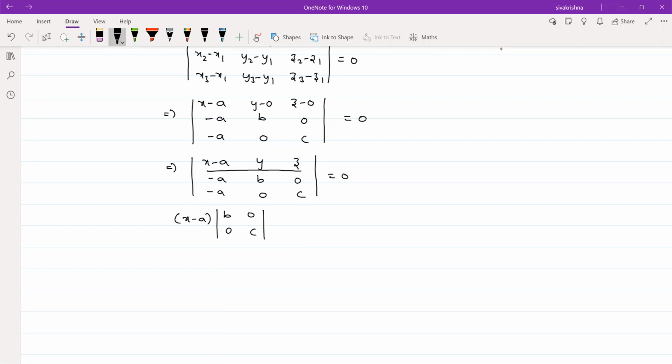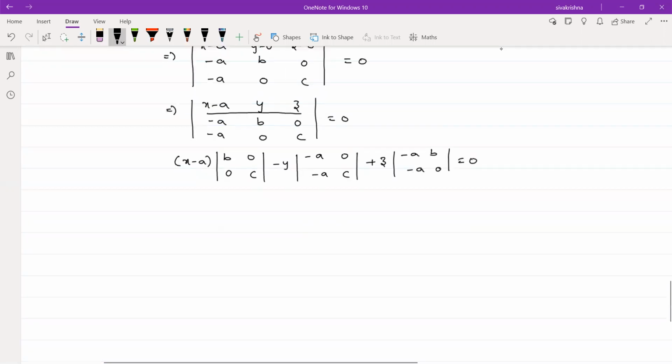Coming to the second element, that is y, we have to write minus y. Whatever the element in the second position, we write minus for that particular element. Once again we close the corresponding row and the corresponding column of y, so that we get 4 elements, and those are minus a, 0, minus a, c. We write those elements in a 2 by 2 determinant. And finally coming to the last element, that is z into, once again we close the corresponding row and column of z, so that we get minus a, b and minus a, 0, is equal to 0.